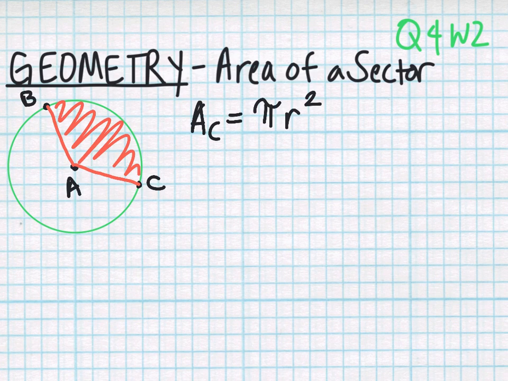So we can write a formula for the area of a sector. I'm going to call that AS. And the area of a sector is related to the area of the whole circle, but it's only part of it. Well, what part of it is it? It's related to the central angle. So this central angle, I need to know what that is. If I don't, we call it theta. That's this symbol right here, theta.